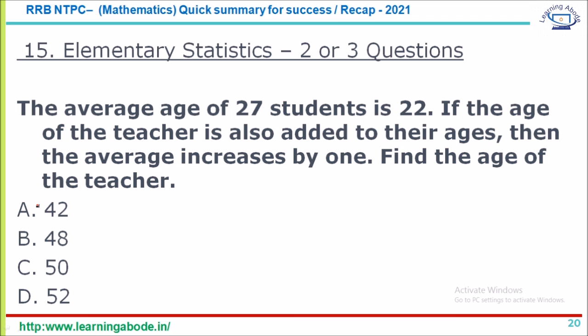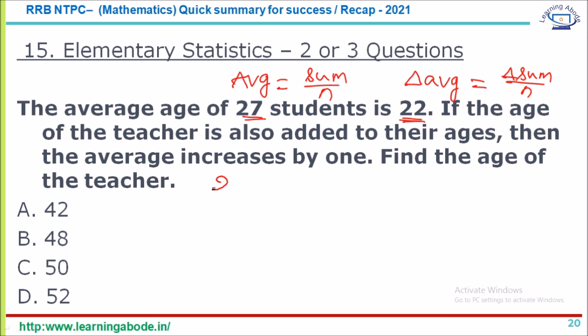So elementary statistics. Here I have a question for average. Why I'm taking this question is that average is sum by n, right? What is very important is that instead of using this, we can use the shortcut formula, which is change in average is equal to change in sum by n. Now this makes it very, very easy. Though this is a direct question, and even the conventional method doesn't take time, the shortcut is much easier. So 27 students are there and the average is 22.